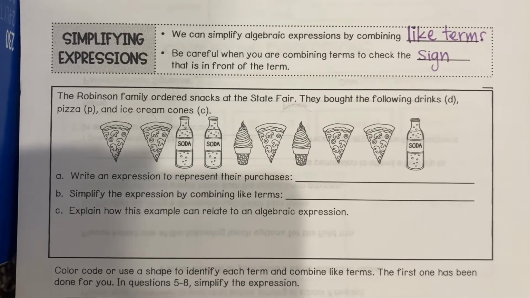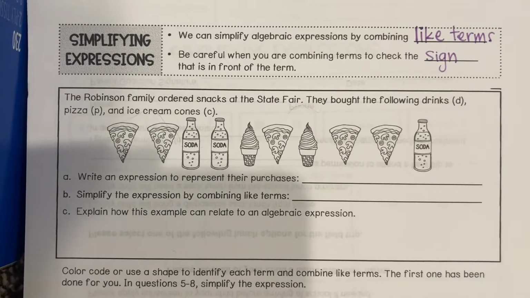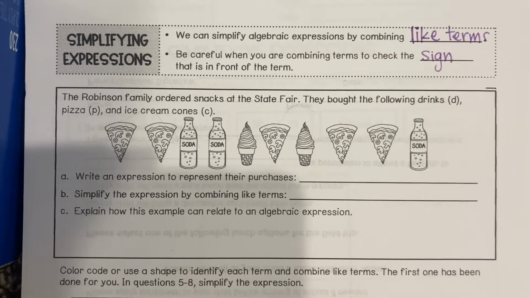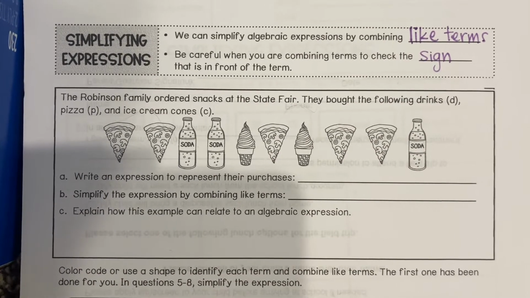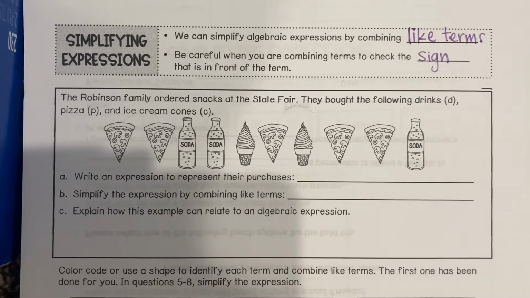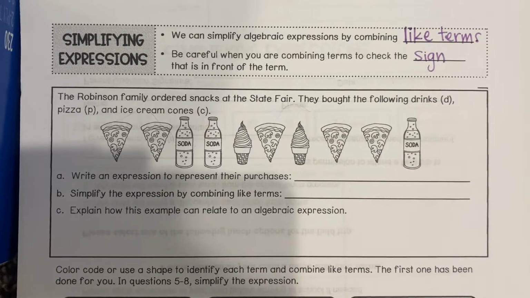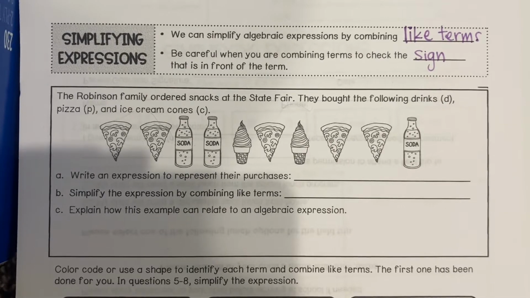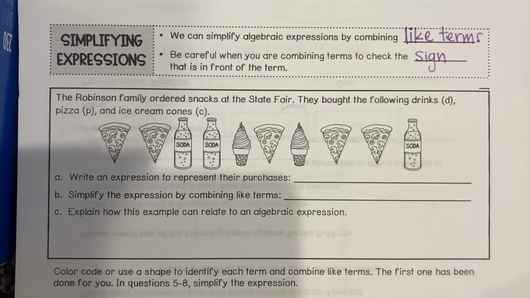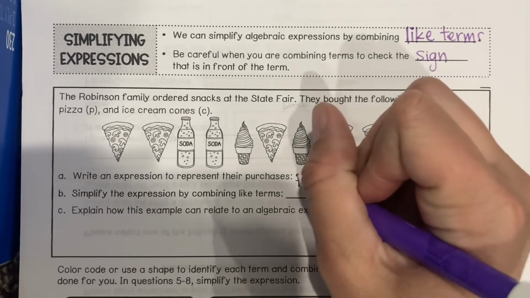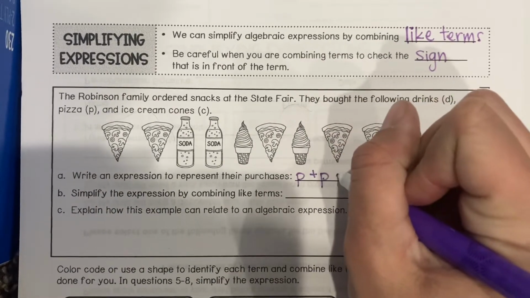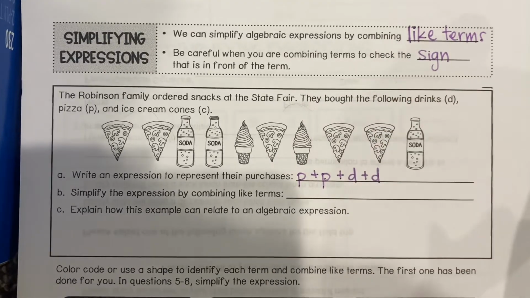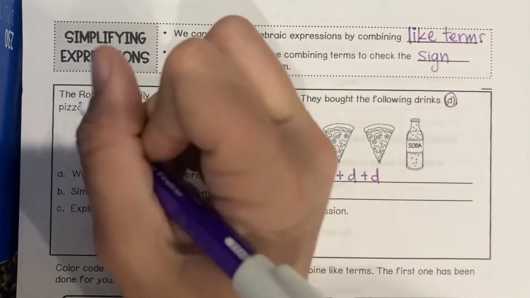So on this one, the Robinson family ordered some snacks from the state fair. They bought the following: D, drinks; P, pizza; and ice cream cones, C. Write an expression to represent their purchases. So let's list out what we see. I see a pizza P plus a pizza P plus a drink D and a drink D. Remember, I'm just using the variables that came from here.